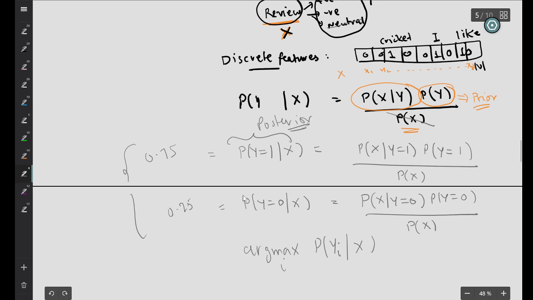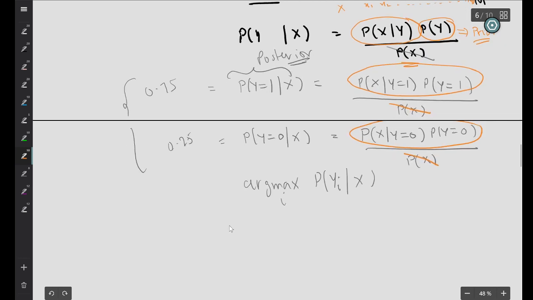While maximizing this posterior probability, you do not need to compute these two terms, because they are exactly the same in both equations. So the equation which has the higher numerator value will be your output. This can be written as argmax over i of p of x given yi times p of yi. This is your predicted hypothesis in naive Bayes.